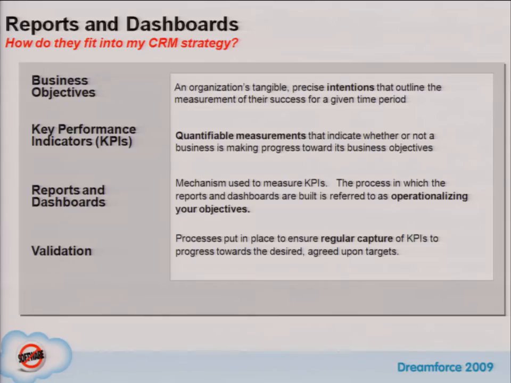Next is, of course, the reports and dashboards themselves. And reports and dashboards are a mechanism used to measure your KPIs. So the process in which the reports and dashboards are built is referred to as operationalizing your objectives. So really what you're doing when you build your reports and dashboards is making sure that you're measuring every objective you set out to achieve when you initially rolled out CRM. And last is validation, which are processes put in place to ensure regular capture of KPIs to progress towards the desired agreed upon targets.